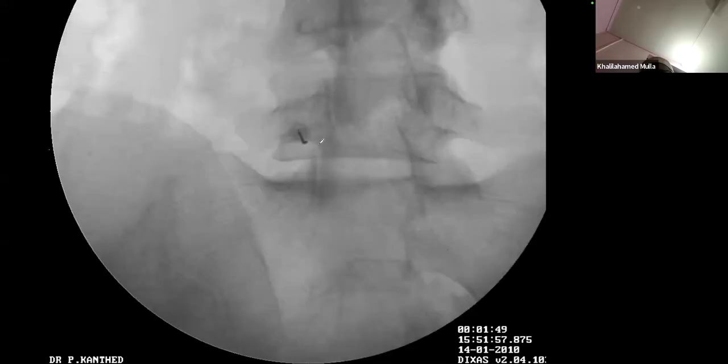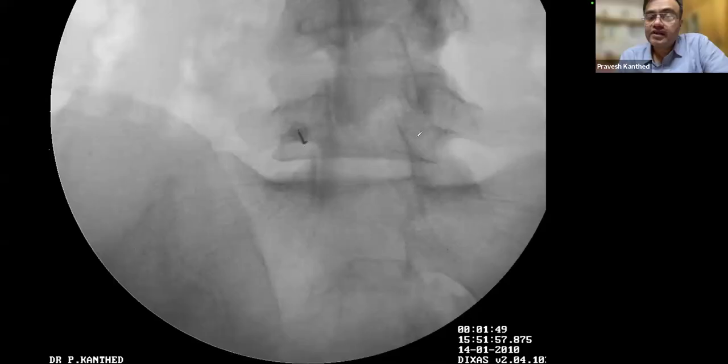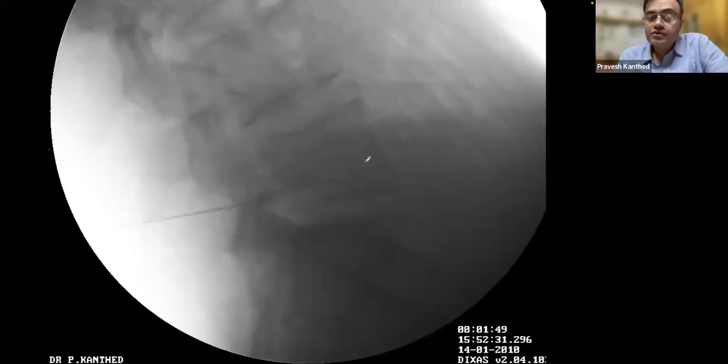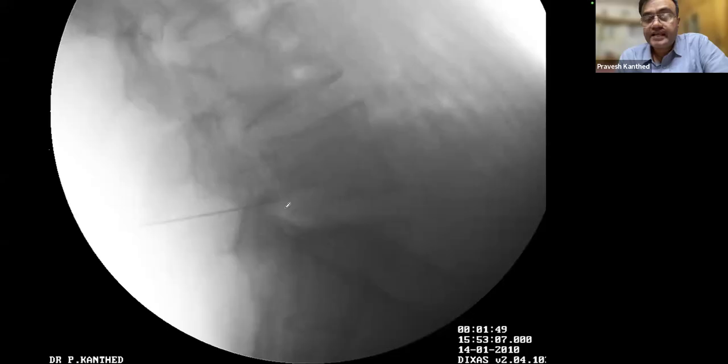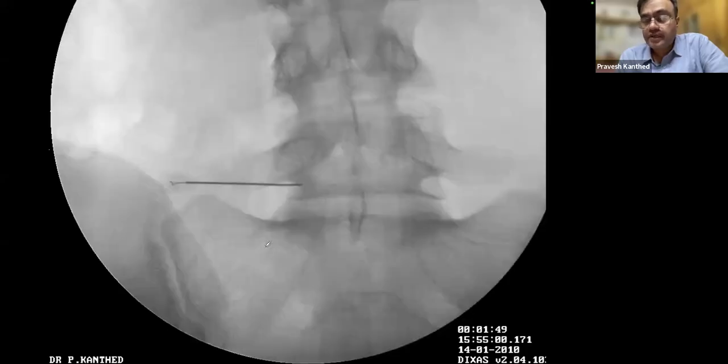So here it was the direction, whether I'm going cranially, caudally, medially, or laterally. Now I do a lateral view. So this is a depth technique. Depth, I am seeing the depth. So it is a direction, then now depth. So I'm going inside. You can see over here. Now I have come into the anterior part of the foramen.